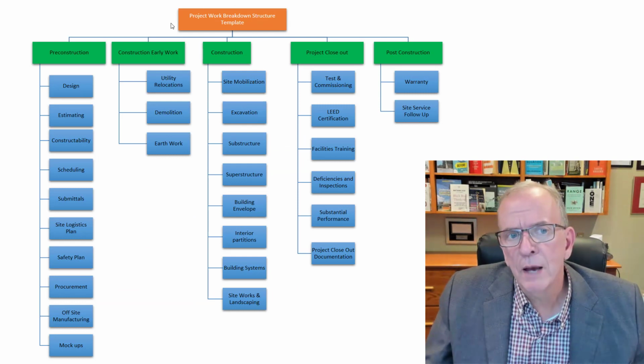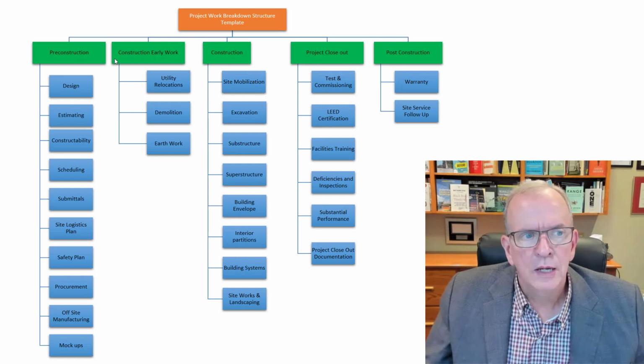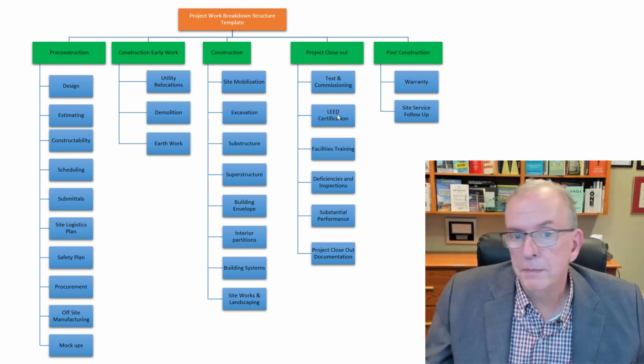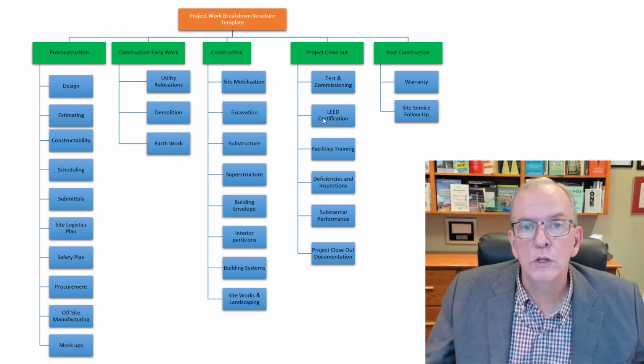So you could have, as a company, a template. And like I said, these are pretty standard, normal headings in construction. Pre-construction, construction, early work, utility relocations. Maybe there's some demolition you have to do prior to earthwork, etc. And then you've got the construction where you're setting up on site, and this would have a whole bunch of items underneath it, right? Again, project closeout, testing and commissioning, LEED certification. Maybe it's a LEED building. If it doesn't have that, you wouldn't include it.